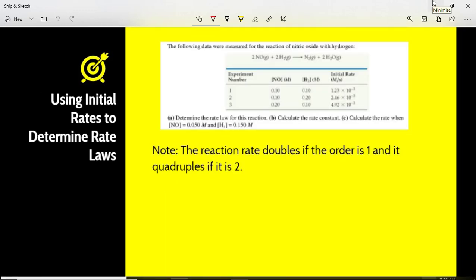So I know the top of the part is a little bit blurry, but we should be able to answer these questions pretty straightforward. Now remember, the reaction rate doubles if the order is 1, and if it quadruples, it is 2. So the first thing says, determine the rate law for this reaction. Well, when we look at the rate law, we're going to look at our 2 reactants. So our rate law, we're going to start with K times the concentration of NO and the concentration of H2.